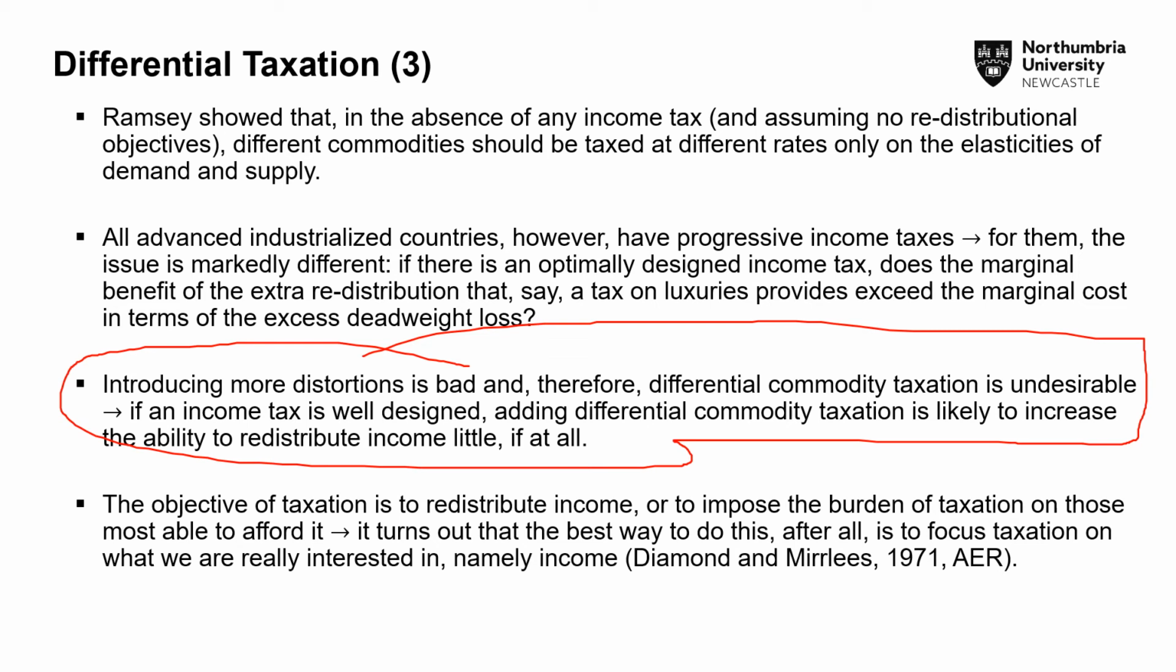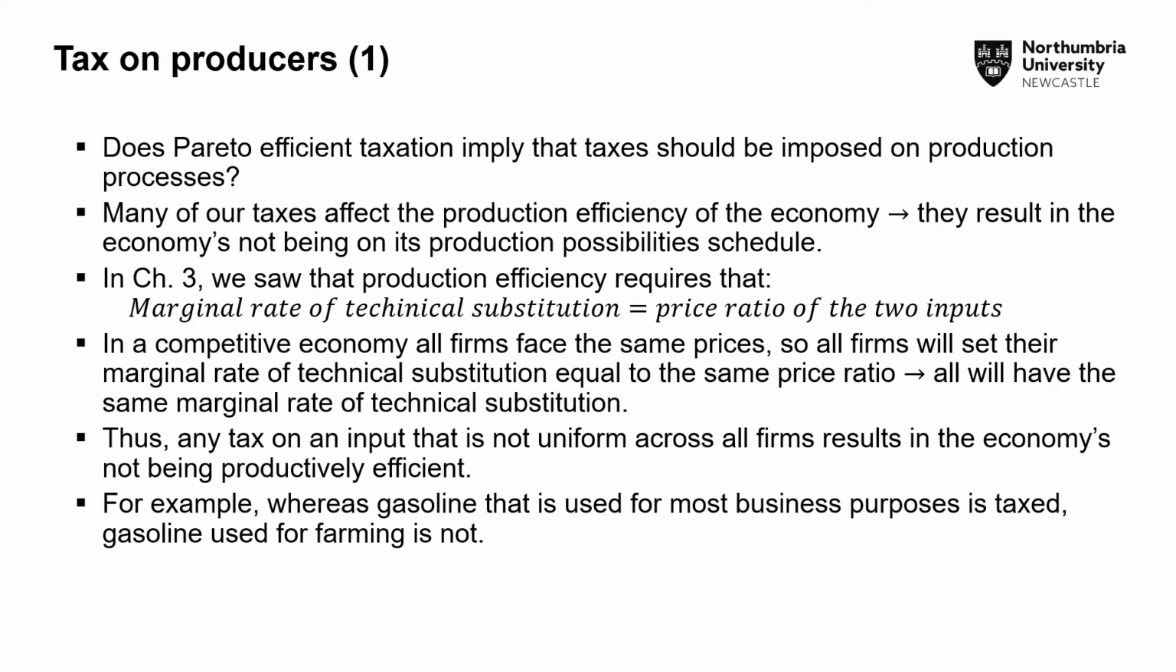Specifically, that is income. So we redistribute from those that are able to pay to those that are less able to pay taxes. What about taxing producers and not just taxing income? So does Pareto efficient taxation imply that taxes should be imposed on production processes and not only income? That's the question we investigate next.